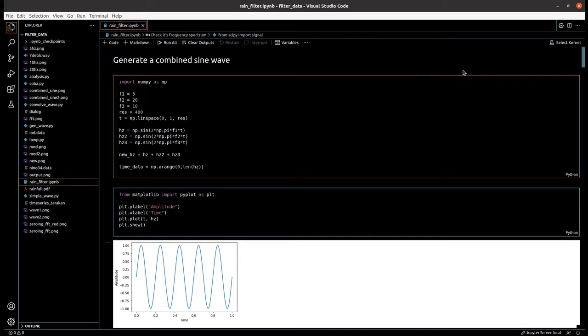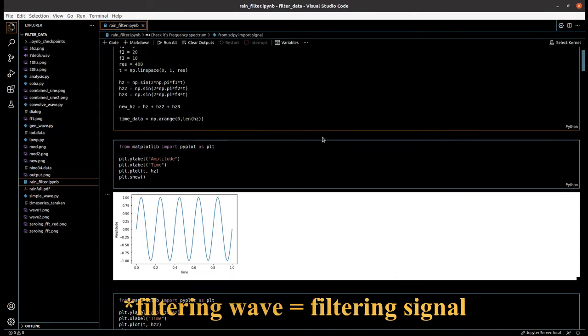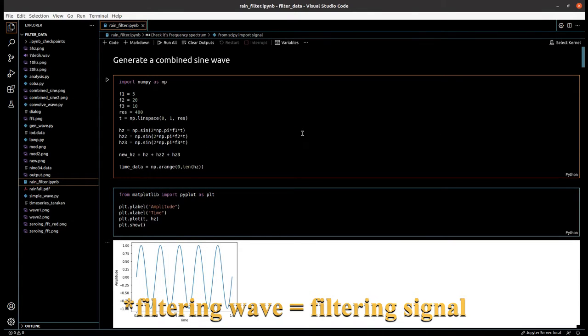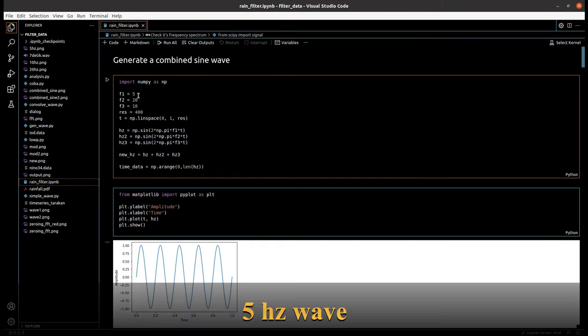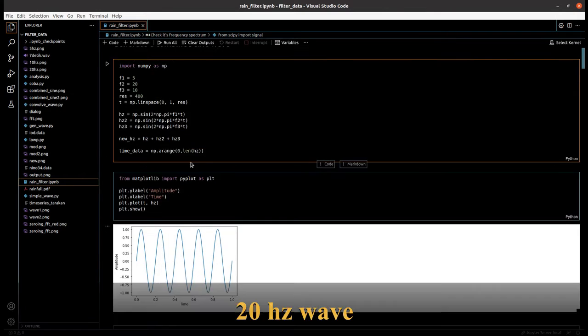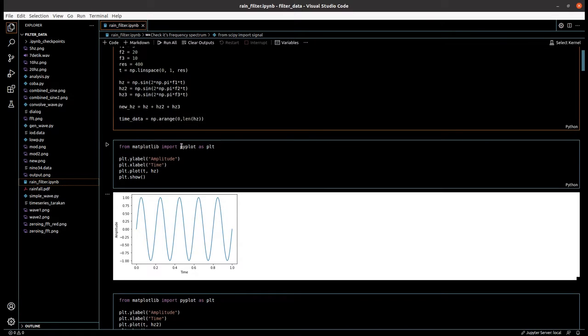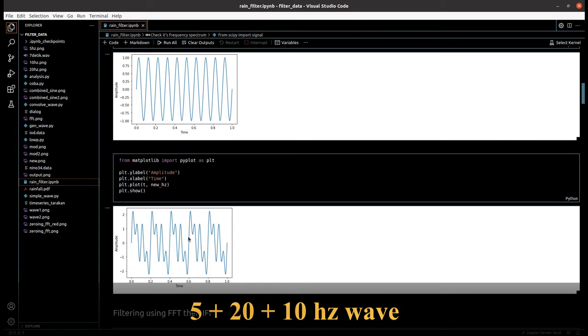Okay, now I will explain filtering using sine waves, the combined sine wave. Here I have a 5 Hz wave, a 20 Hz wave, and a 10 Hz wave. We will combine all of these waves and we will get a wave like this.